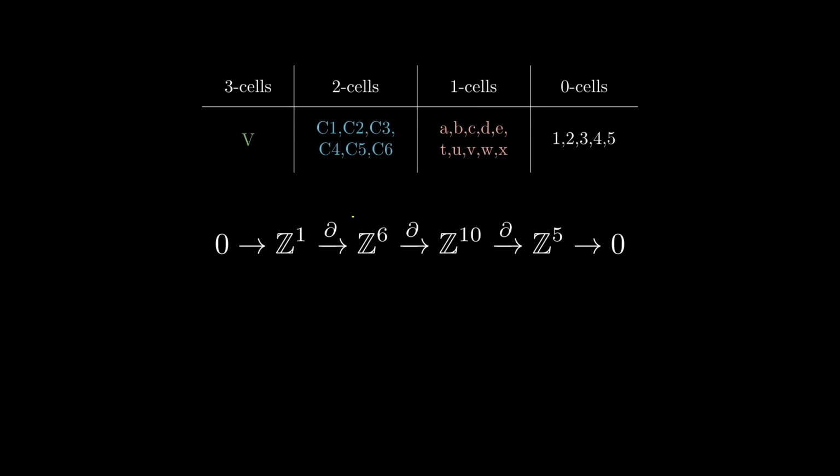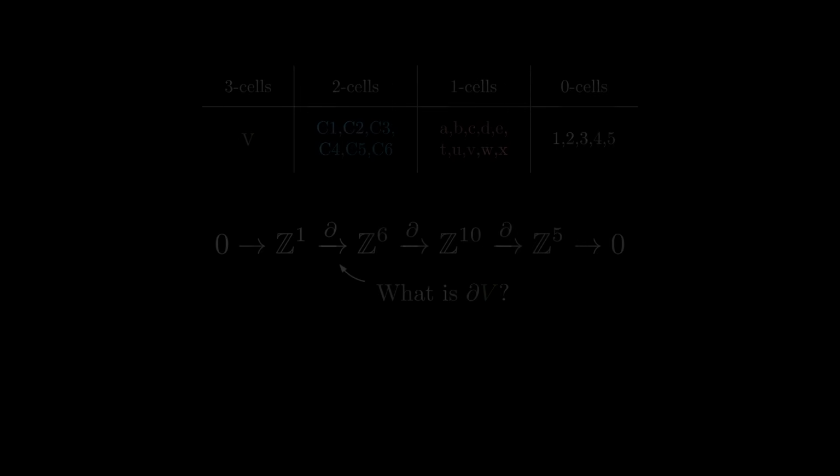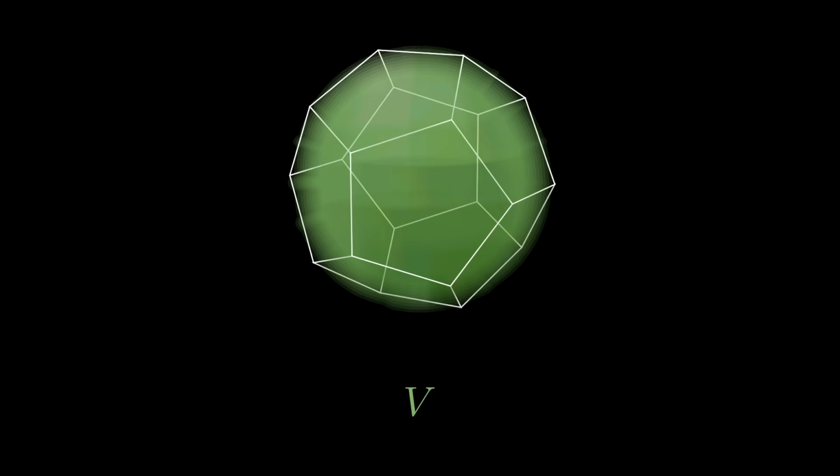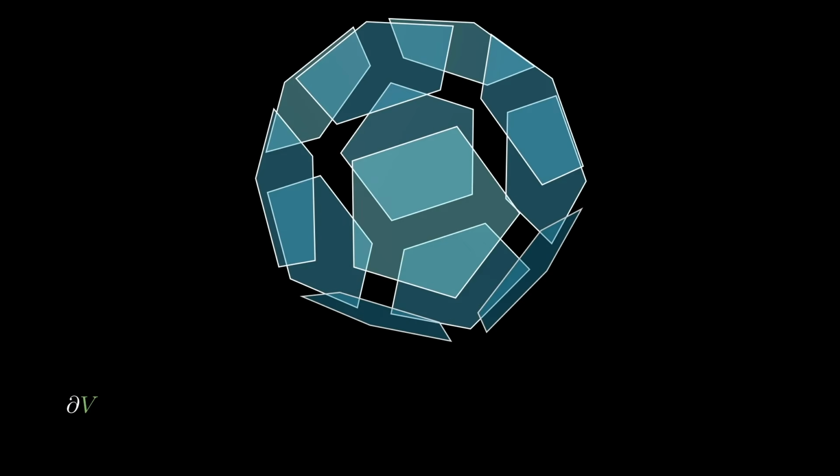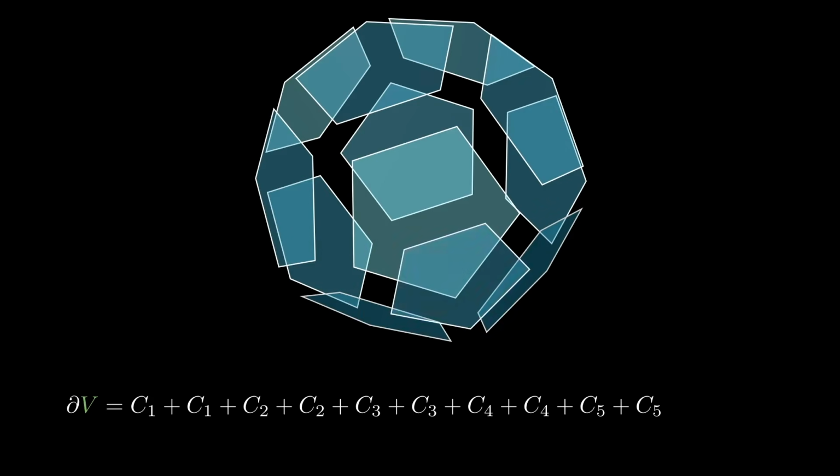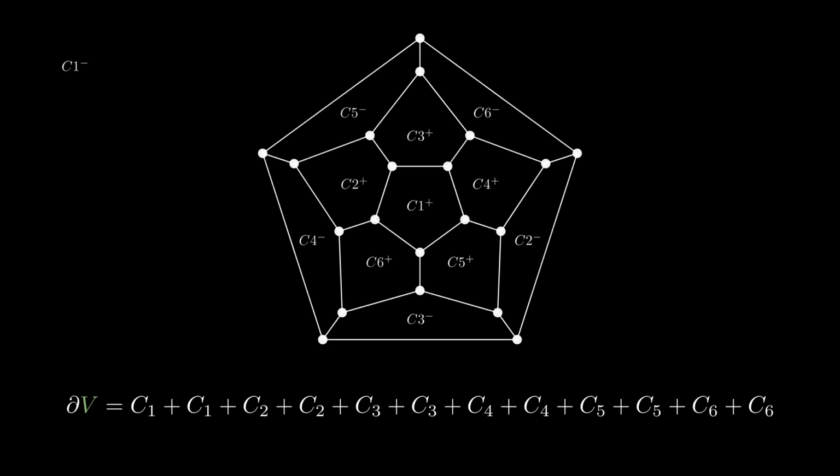Let's consider the leftmost boundary map. What is the boundary of V? Well, here's V, and its boundary consists of all of the faces. Each 2-cell is glued onto V twice, on one side and then again on the opposing face. But the gluing happens with opposing orientations.